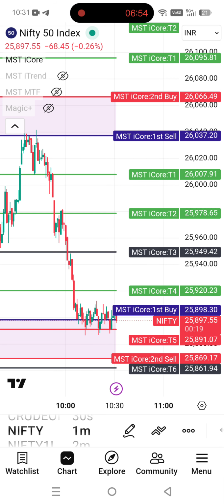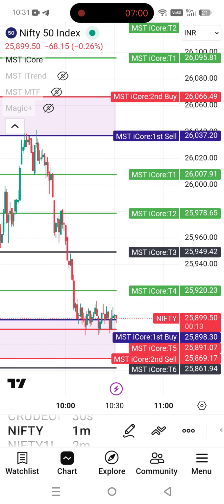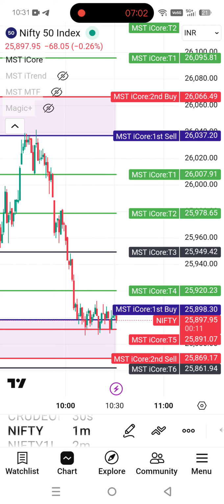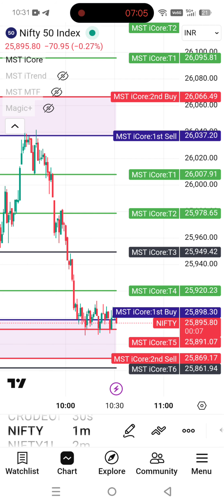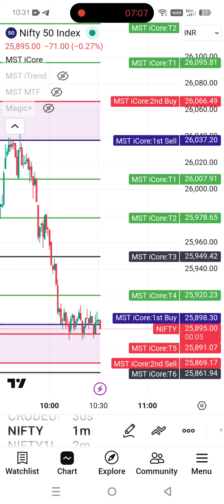But what we are telling is, if buy is activated, there is no sell. If sell is activated, there is no buy until SL is hit. Only if SL is hit, we can go for the reversal entry. If you are an aggressive trader, then you can take the risk with one lot.